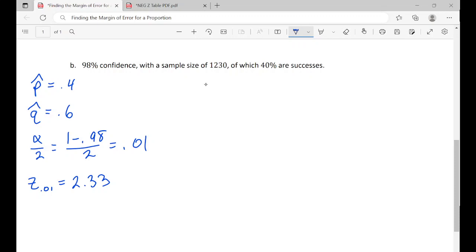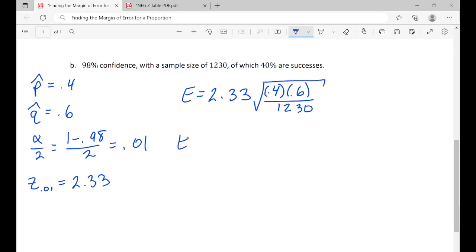So again, margin of error is equal to 2.33 times the square root of 0.4 times 0.6 over 1230. Again, we're going to do the arithmetic here, and when we do that, we're going to end up getting a margin of error of 0.033.